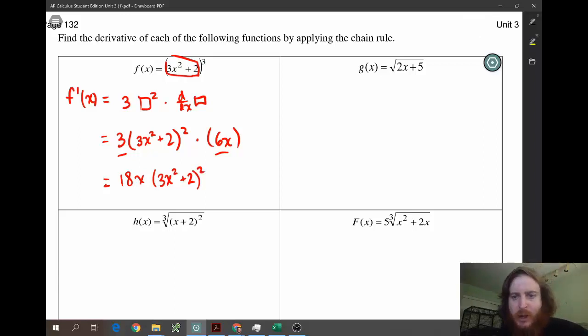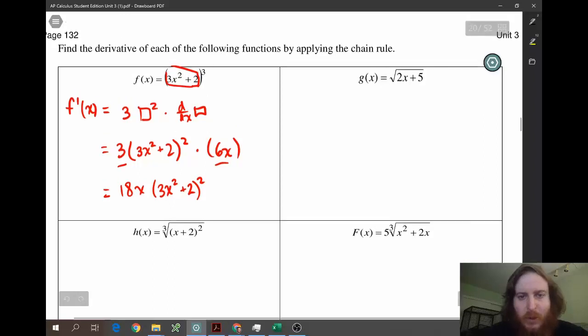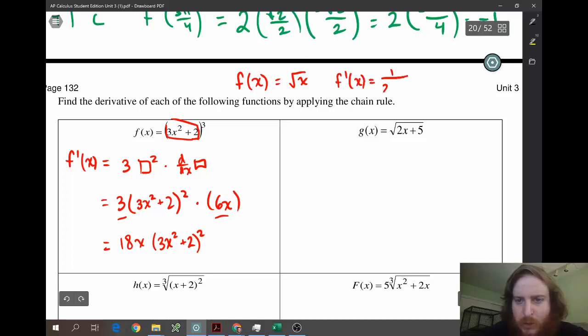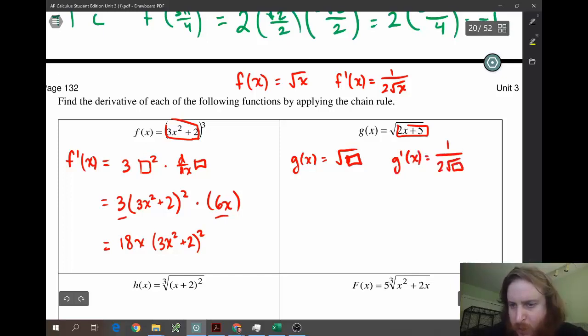Okay. Next we have a square root, and this is where, if you want to, you can use that rule that we learned for the product rule lesson, which was that if we have square root of x, then the derivative is 1 over 2 square root of x. So what that means here is if we box that, if g of x was the square root of box, then our g prime of x would be 1 over 2 square root of box times the derivative of the box. So that's the formula we're going to be using.